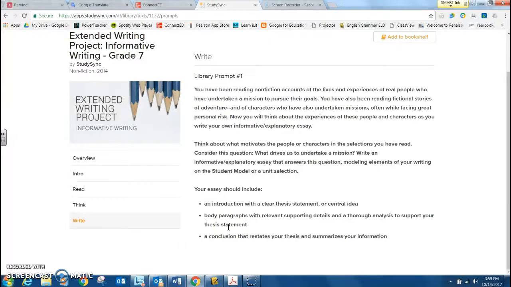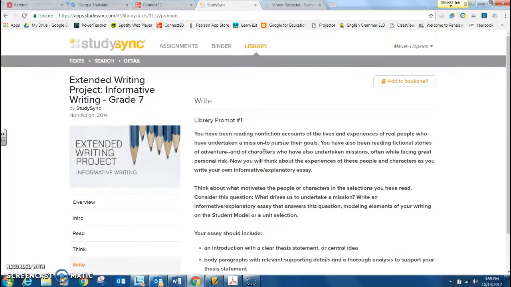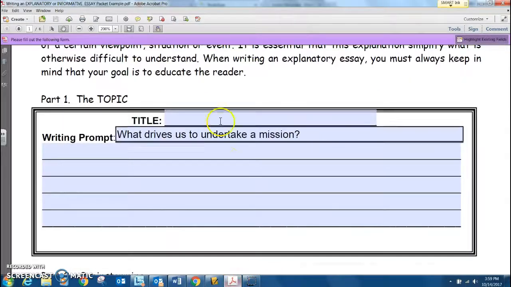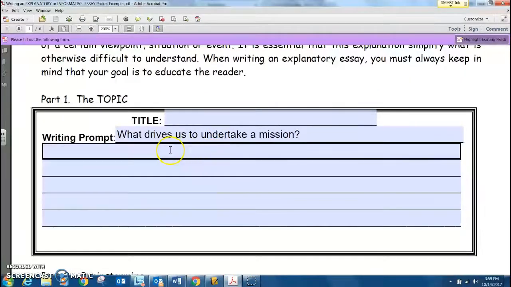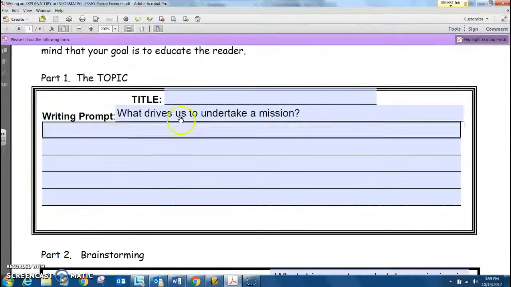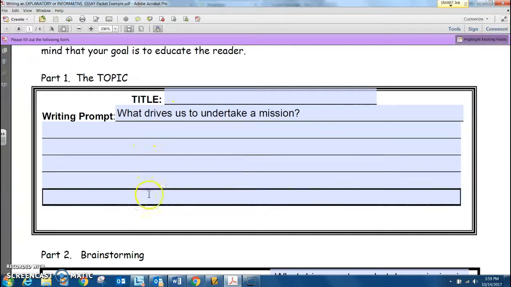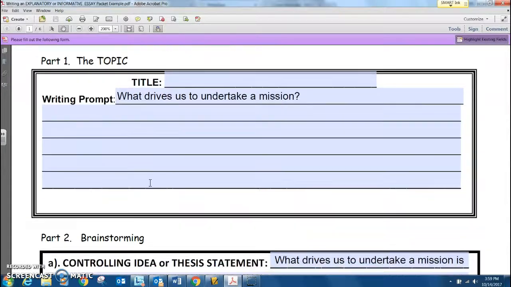And I will see if I can go to my teacher view and send it somehow to them without giving it to them as an assignment, because I wasn't going to give it to them as an assignment in StudySync here. So let's go back to the document. And here we wrote what drives us to undertake a mission, and everybody should have this and a little bit more in their prompt box.